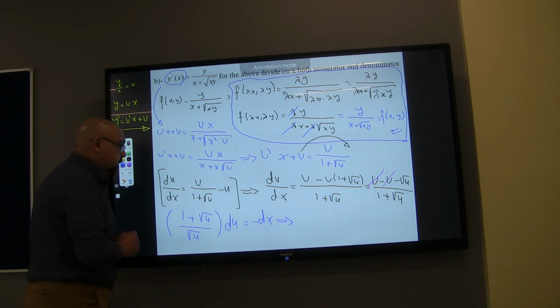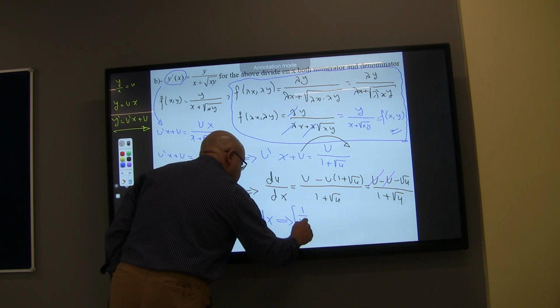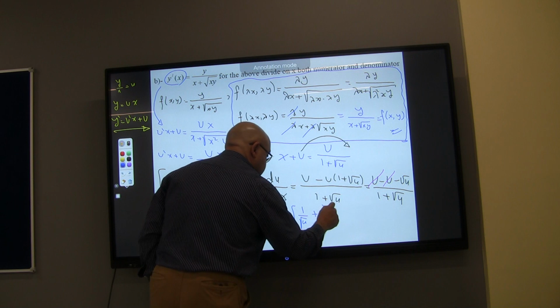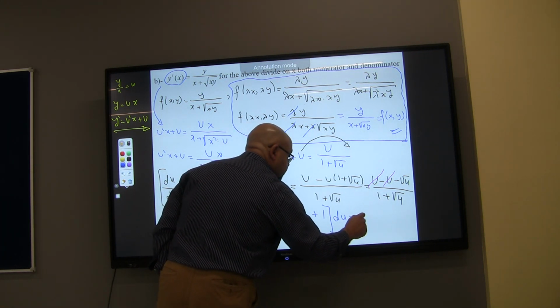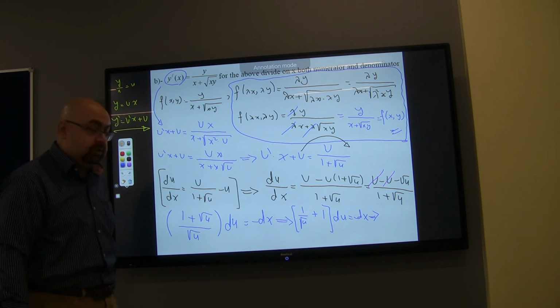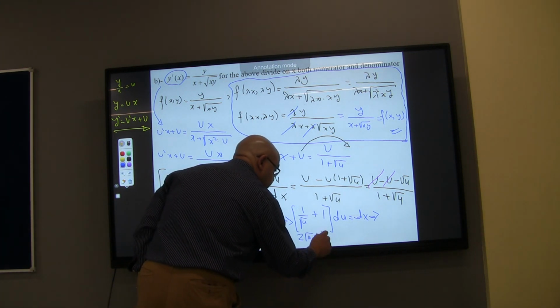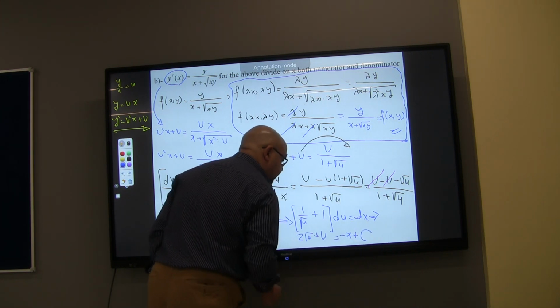Now, in such a case, we will have the following: 1 over root u plus 1 times du, which is going to equal negative dx. Now I can integrate this part as 1 over root u, which is u to the power of negative half. Once you integrate it, you will end up having 2 root u plus u, which is equal to negative x plus the constant of integration.